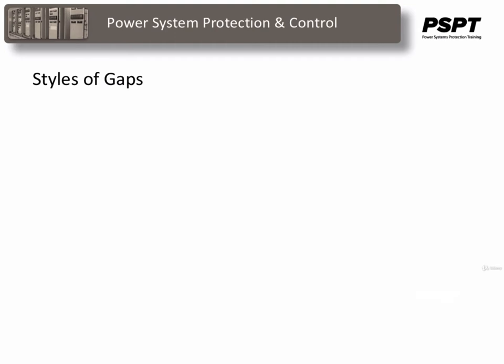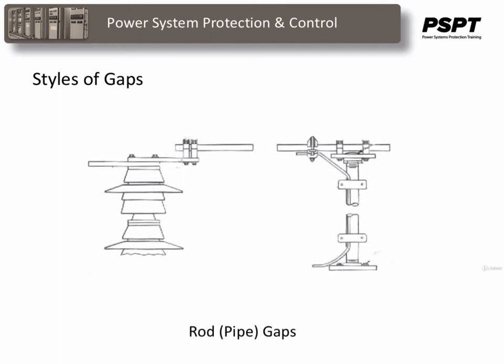One style of spark gap is the rod or pipe gap. These are simply two rods of sufficient size to handle the anticipated current flow without damage. One side is connected to the line, the other is connected to the ground. The gap length is adjusted to give the required impulse spark over voltage.